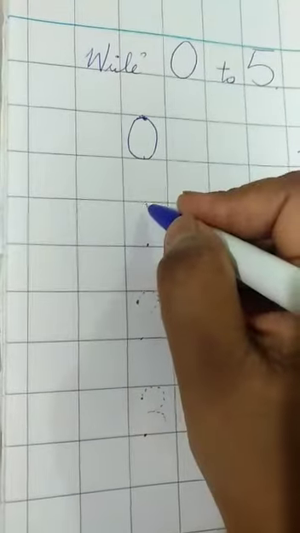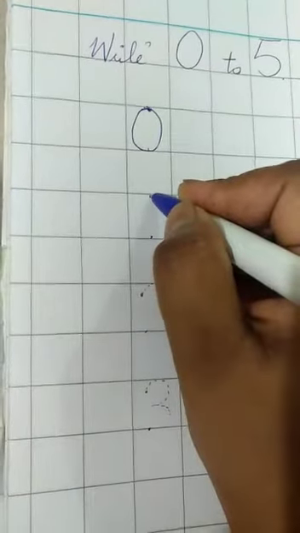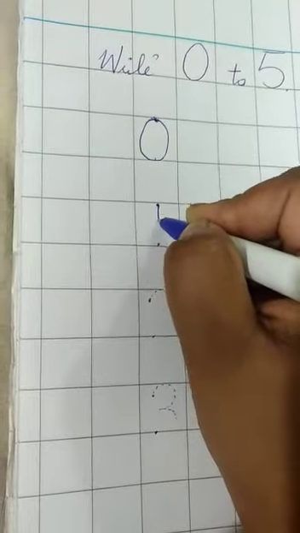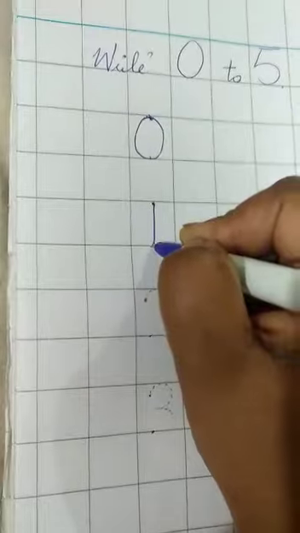Then what will come after 0? Yes, number 1. So how to write number 1? Start from this beginning dot, make a straight line and go down, touch the bottom line.